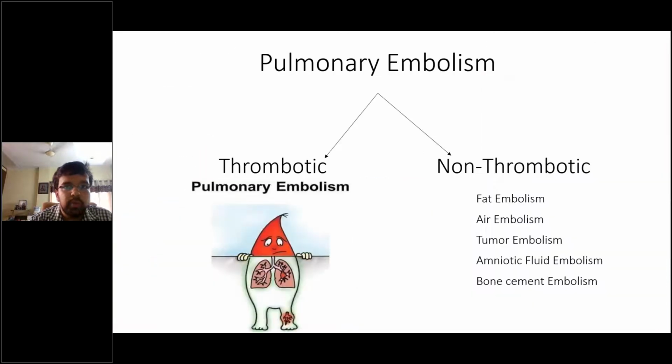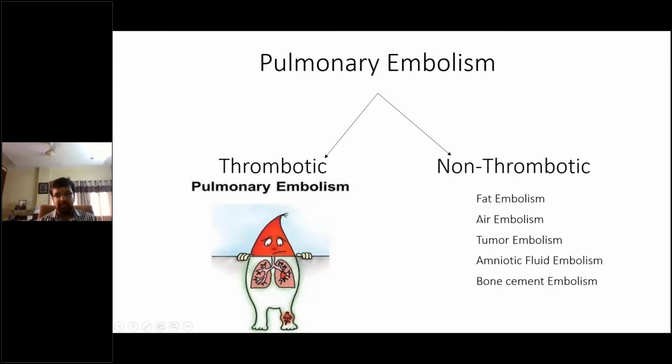Okay, so now coming to pulmonary embolism. As I told you earlier, embolism can be thrombotic or non-thrombotic, right? The embolism can arise from a thrombus or from a non-thrombus thing. A thrombotic embolism will be known as pulmonary thromboembolism, which is the main topic for today, while non-thrombotic pulmonary embolism is also there. For example, fat embolism, if there is a road traffic accident and a fracture, it can lead to fat embolism. Air embolism, tumor embolism, amniotic fluid embolism, and bone cement embolism are also there.